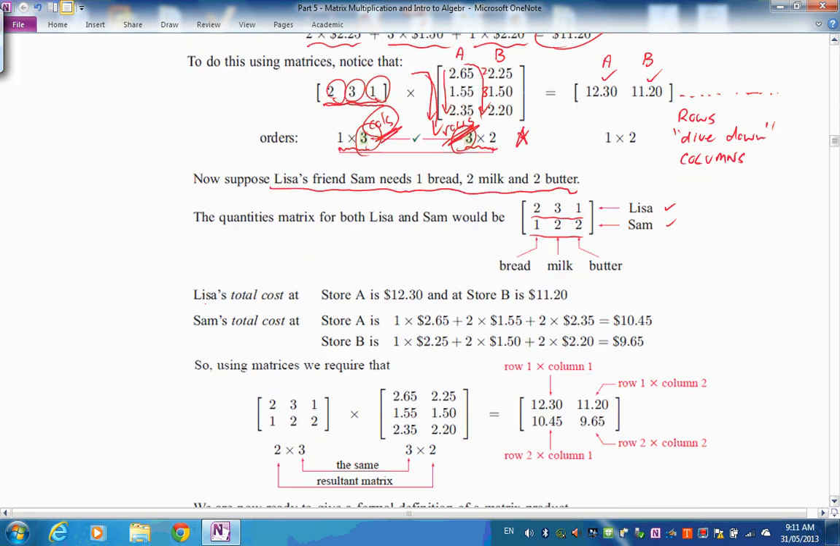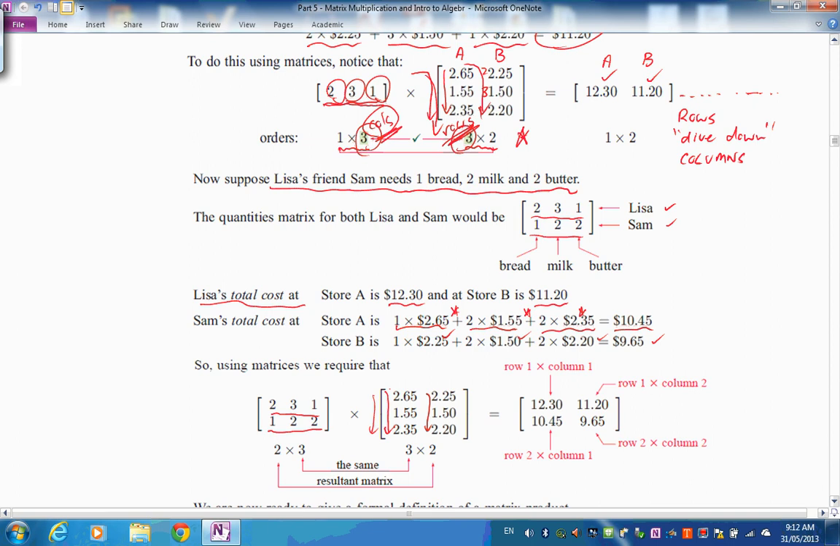What are the multiplications we need? Lisa's total cost is as it was before: $12.30 in store A and $11.20 in store B. Sam's total cost, comparing them, will be these pairwise times again, in that order. So here it's bread, milk and butter from store A, bread, milk and butter from store B. Hey, why don't we get his row to dive down the two columns? Okay, and if we did, well, let's have a look.